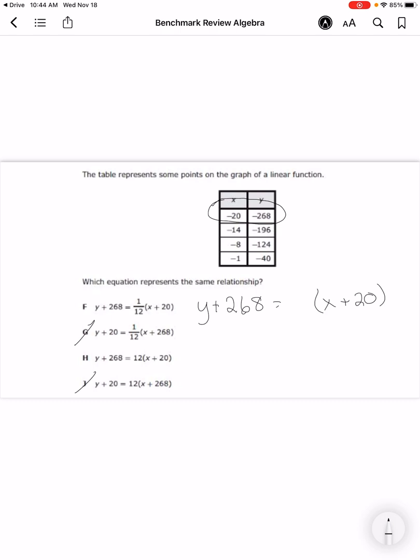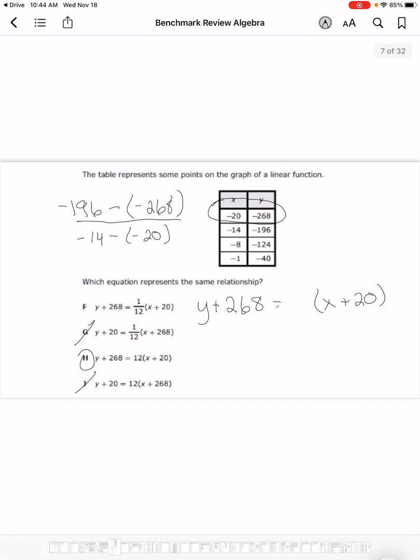Now I need to find the slope. To find slope, it would be y2, negative 196, minus y1, negative 268, divided by x2, negative 14, minus x1, negative 20. I would put that in my calculator, and I would get the answer 12, H. So my correct answer on that one would be H.